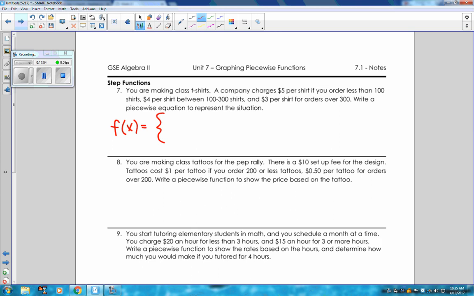Now let's look at what the problem says. You're making class t-shirts. The company charges $5 per shirt if you order less than 100 shirts. So I'm just going to look at that first part. $5 per t-shirt. That means I'm going to have 5x for orders less than 100. So my restriction is that x has to be less than 100. What's my next one?